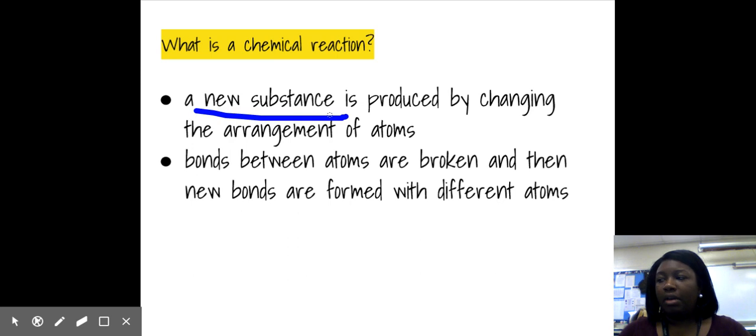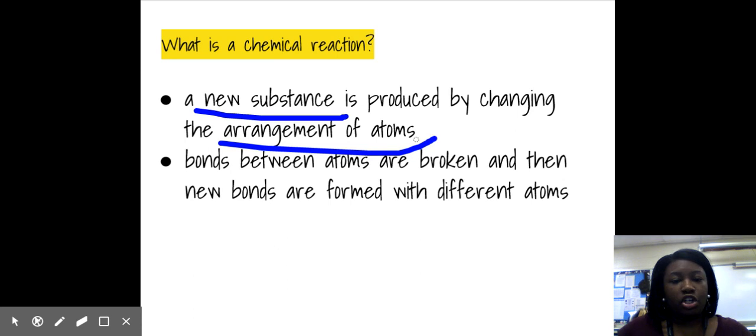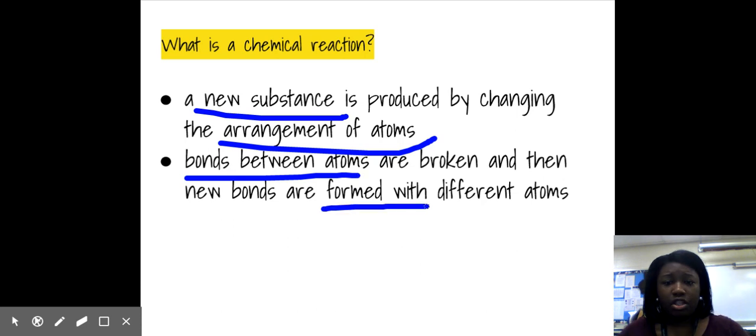and it is being produced by changing the arrangement of the atoms, okay? So that's telling us that the change occurred between the bonds of the atoms, them being broken, and the new ones being formed. And that's why it's a chemical change. It's from different atoms, because basically we've broken all the bonds, and it's rearranging them in different ways, and that's causing a chemical reaction. Okay.